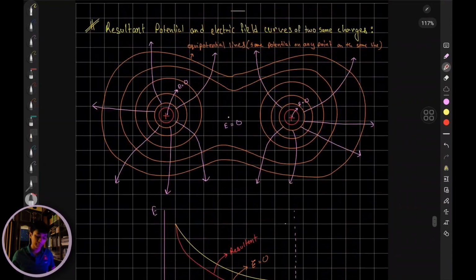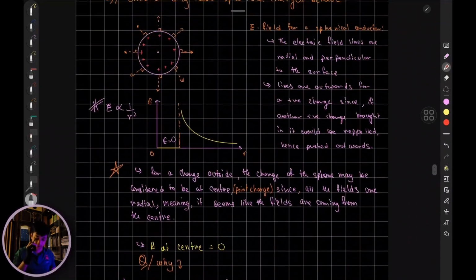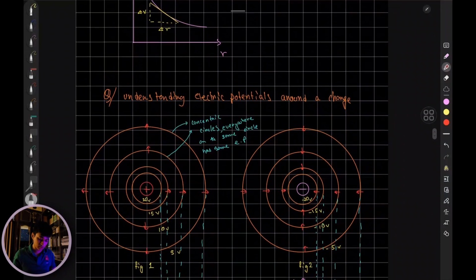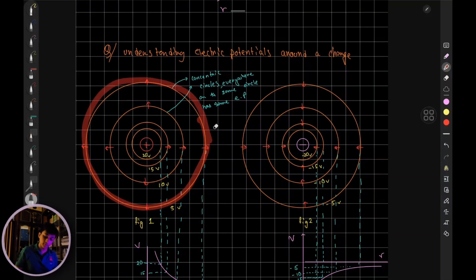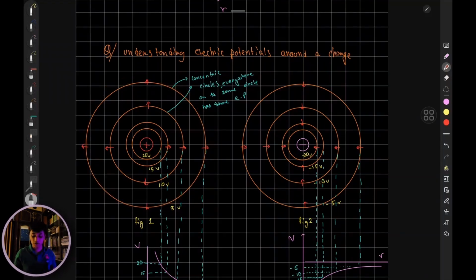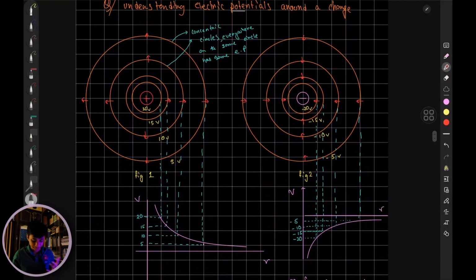In case of simple charges, we can draw concentric circles to describe the equipotential line. This is an equipotential line. I don't know why I talked about that for so long, but yeah.